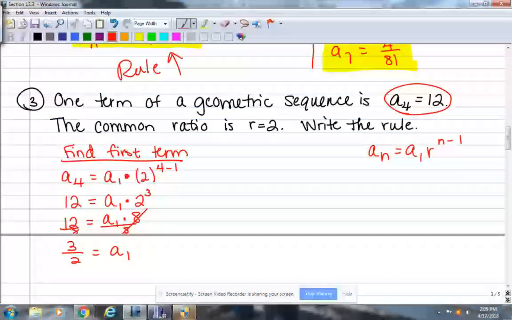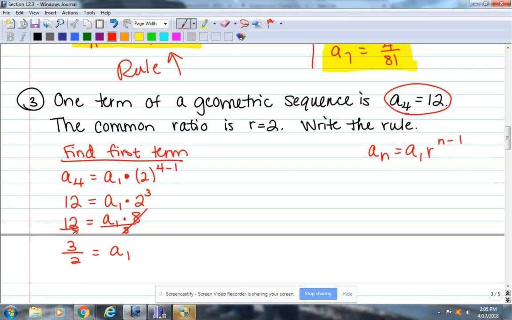So now do I know my starting term? Yes. Do I know my little r? Yes. Then I can write the rule. That's the only two things you need to write the rule: starting term and your common ratio. So you're just going to say a sub n equals, what is my starting term that I found? 3 over 2 times what's my r? 2 to the n minus 1. Because remember your rule, you leave all your n's alone. So there's your rule.